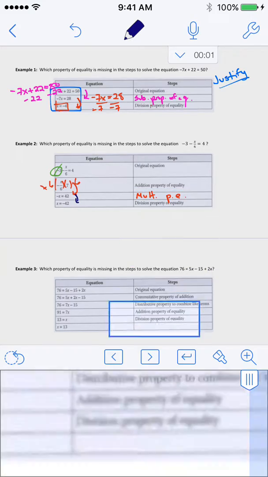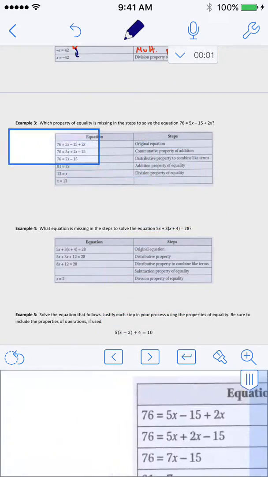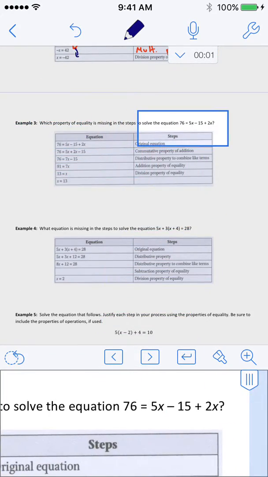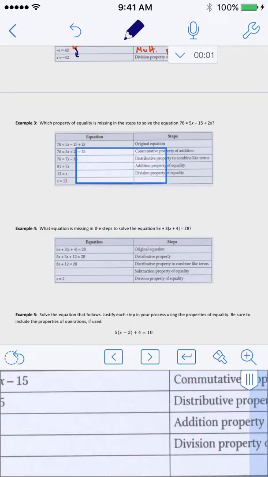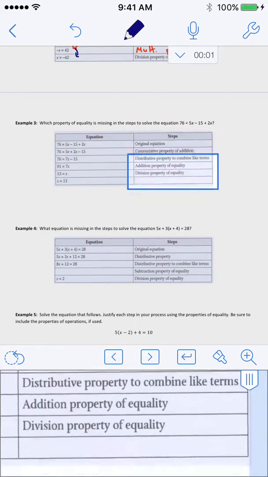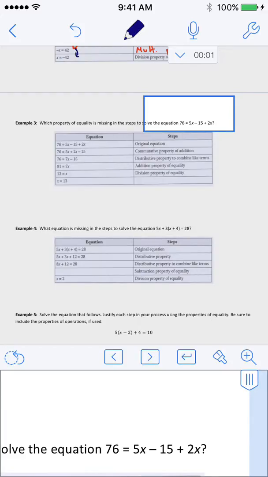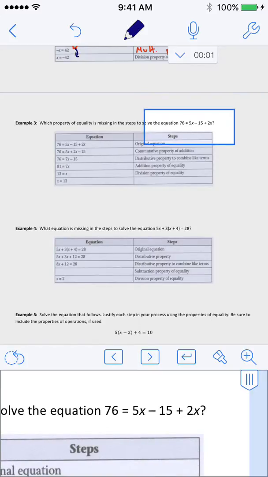Fabuloso. Okay, example number 3, I want you guys to try it out on your own. You're going to do the same thing. You want to fill in this chart. What step was missing, what step was used to help solve 76 equals 5x minus 15 plus 2x. Go ahead and try that out now. Remember to pause the video if you've not done so already.